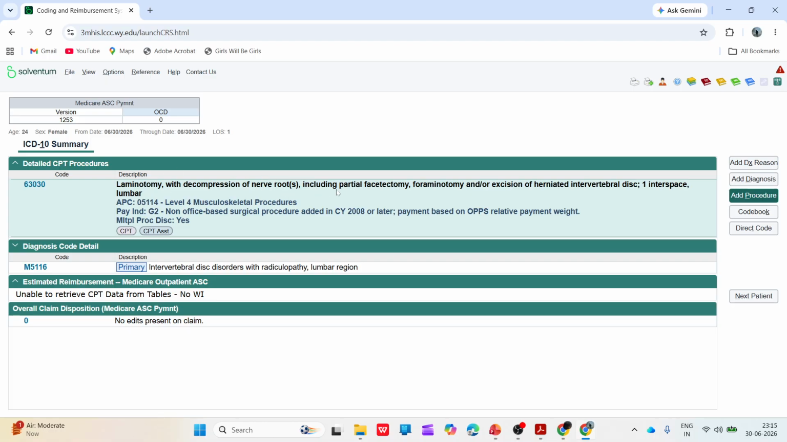So this one is the laminotomy with decompression of the nerve root. It means radiculopathy, including partial facetectomy, foraminotomy, and/or excision of herniated intervertebral disc. Okay, and/or. So here, herniated intervertebral disc, excision, and one interspace in the lumbar region.